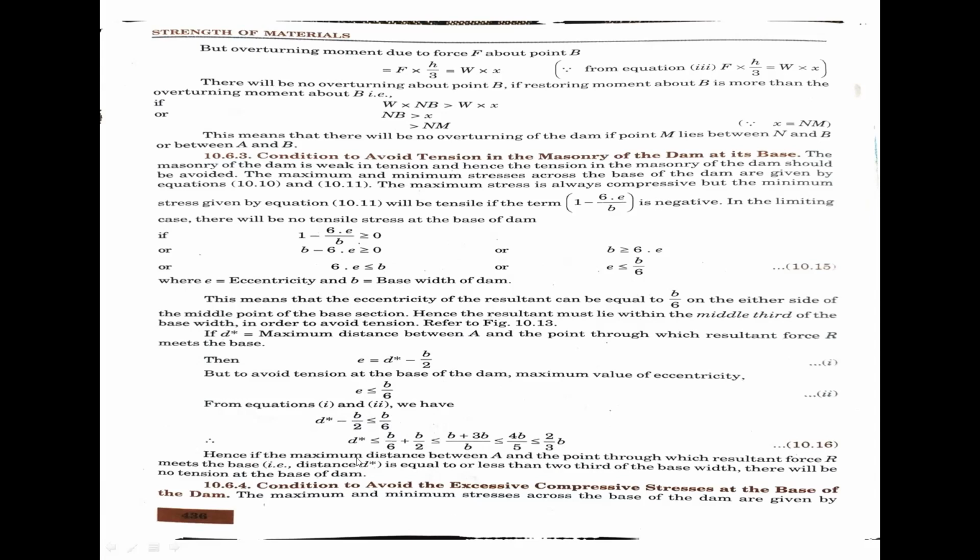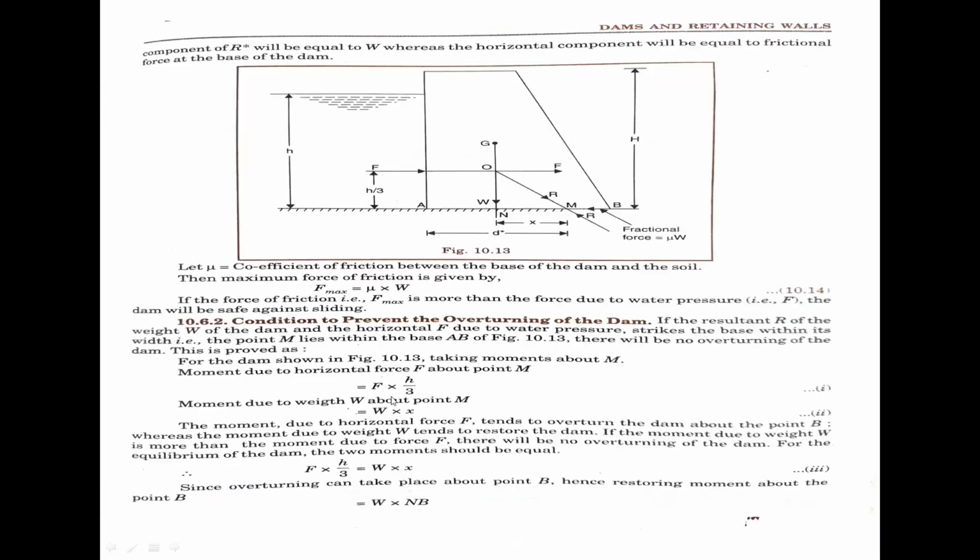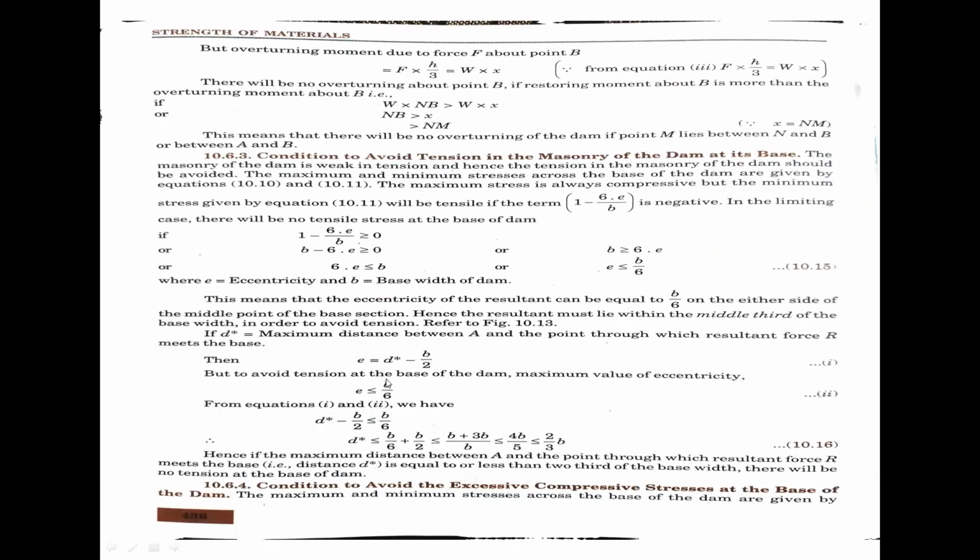Therefore, hence, if the maximum distance between A and the point through which the resultant force capital R meets the base, that is the distance small d, you have to see the diagram. This is small d. See the diagram, A to the resultant. Where the resultant cuts the base, that is the distance small d dash. Then the eccentricity is equal to d dash minus b by 2.